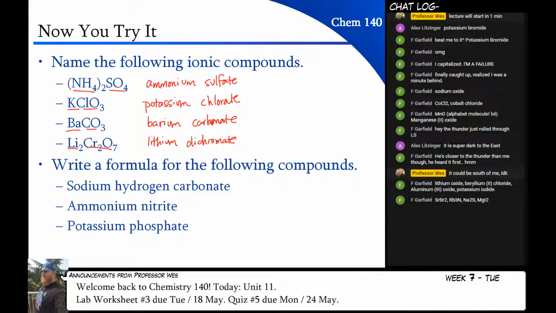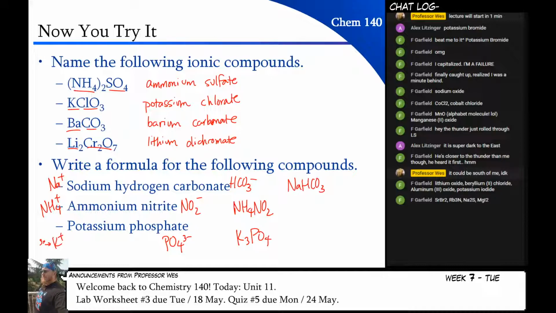All right. And then, again, going backwards is the same if you know what the polyatomics are. And then it's just, oops, that's supposed to be an H. Then it's just a matter of putting the charges together. Ammonium is NH4+. Nitrite is NO2 with a minus. And then potassium is K+. Phosphate is PO4, 3 minus. I need 3 of these guys. K3, PO4.